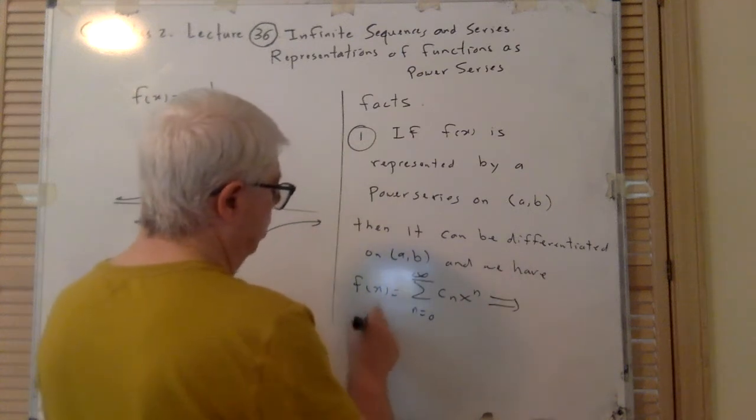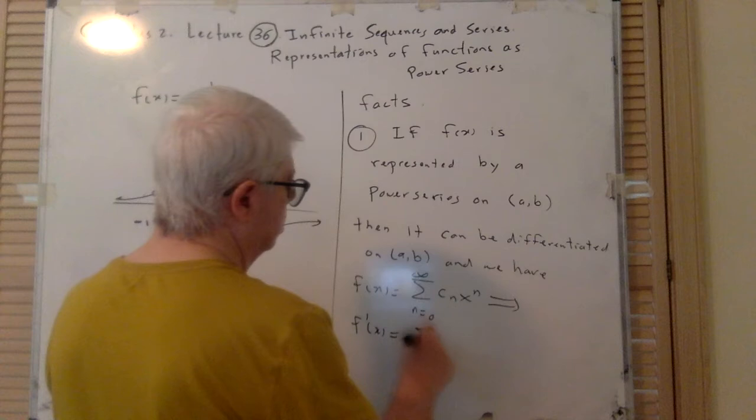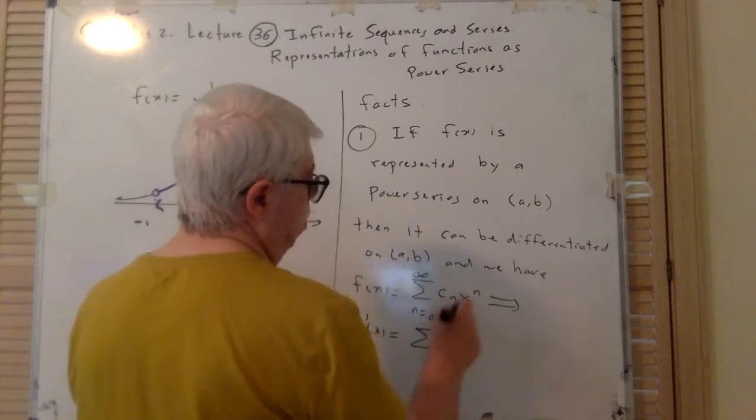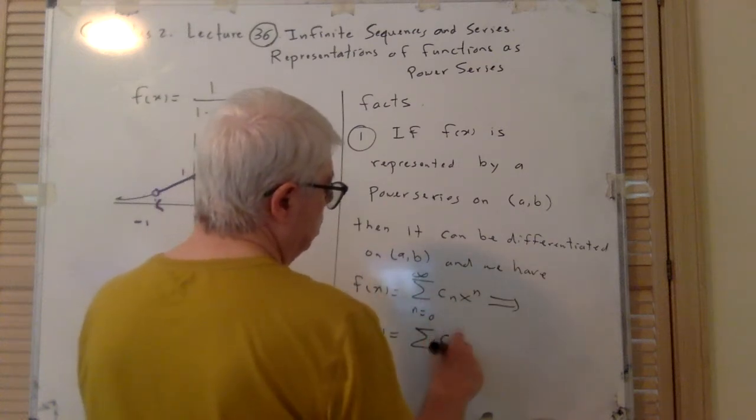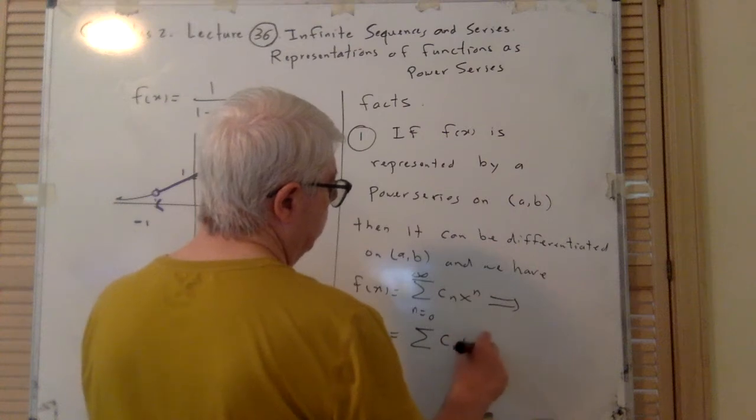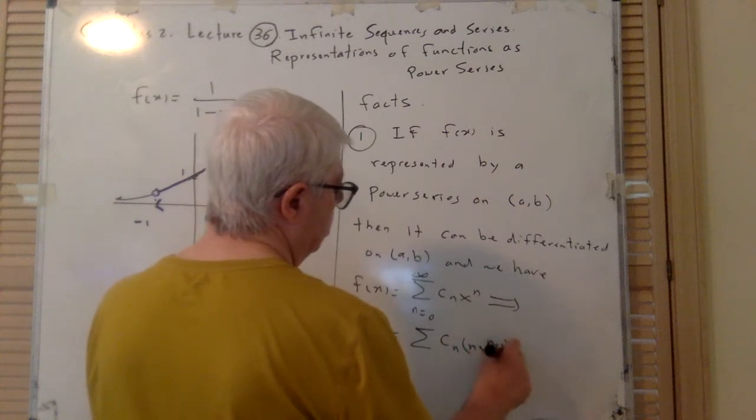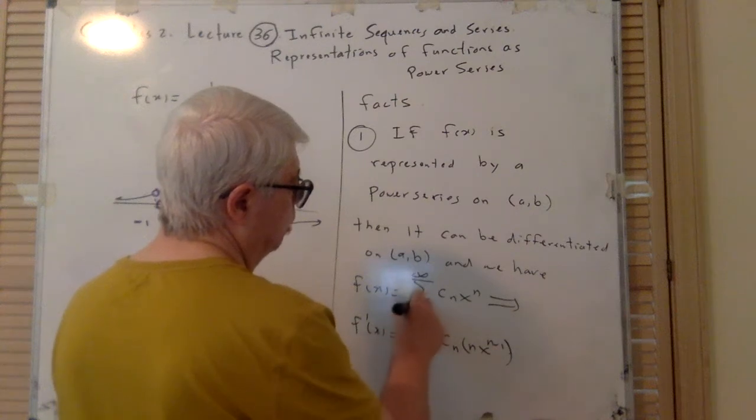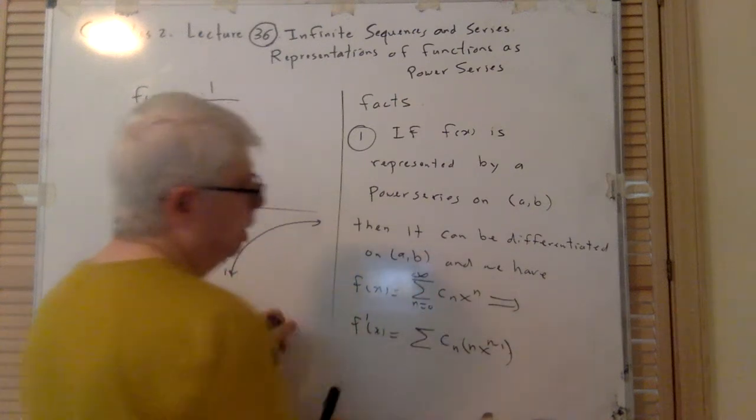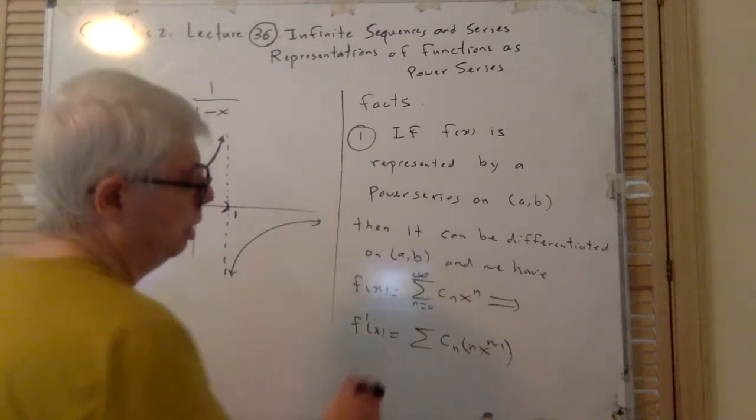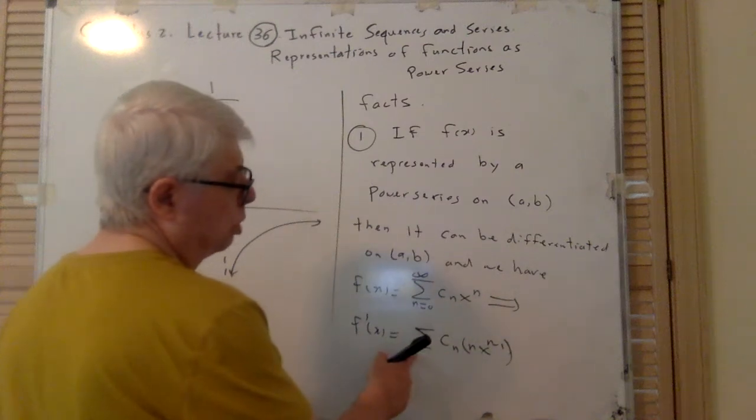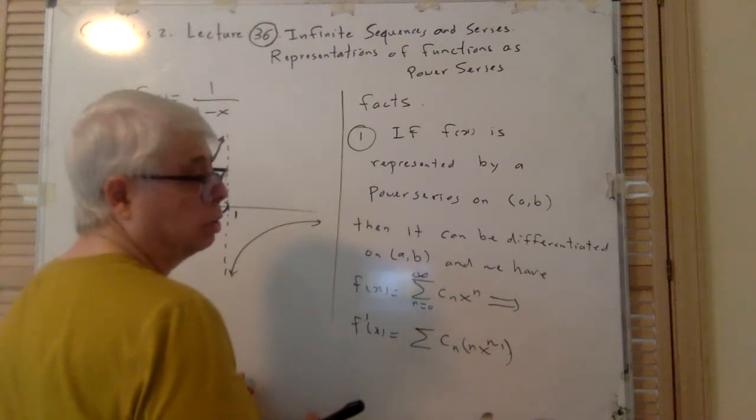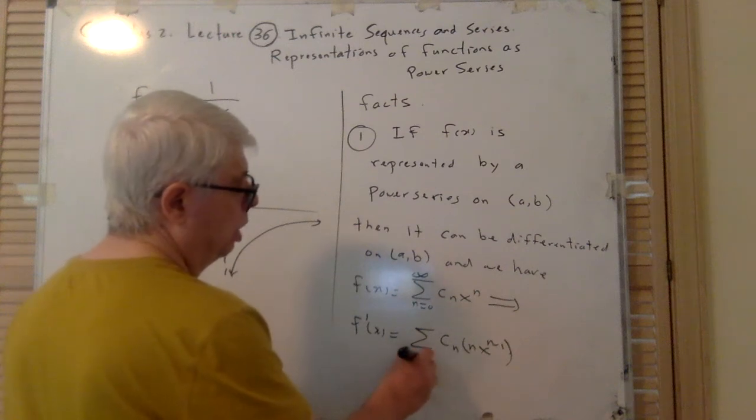then f prime of x is simply sigma of c_n times n x to the n minus 1. Now it depends on where n starts. When you differentiate, you should be careful about where n starts, because if I write n equals 0, I will get x to the power negative 1. That's not a power series. So I have to start at 1.